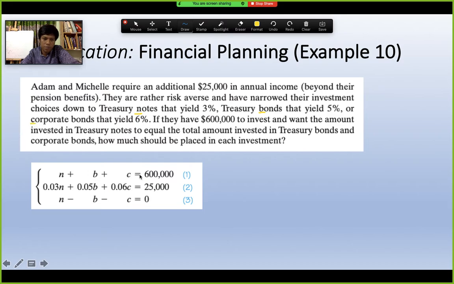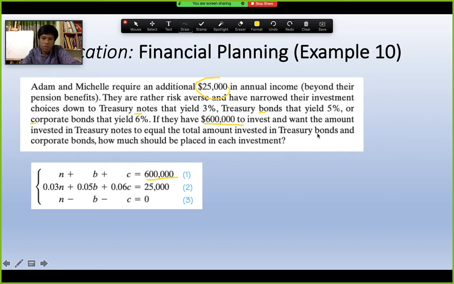Corporate bond is C. So total amount of money is $600,000. That's why it is here. And this is 3%. Percent means divided by 100. So 3% of N, this percent of B, and this percent of C should give them $25,000.